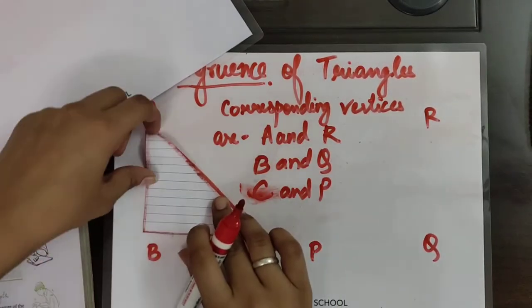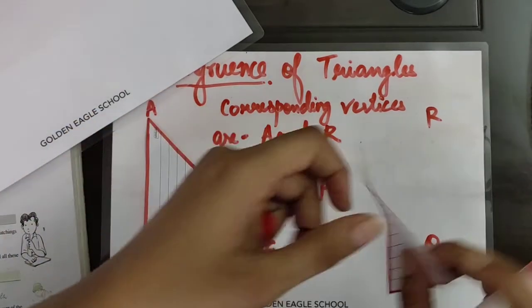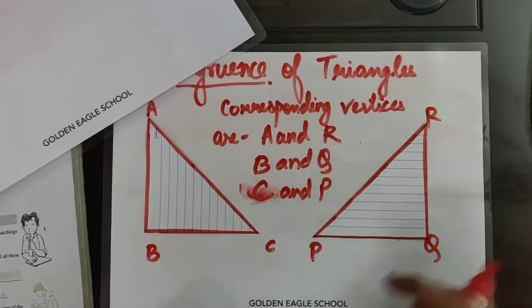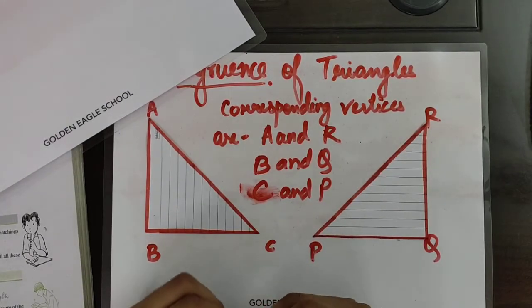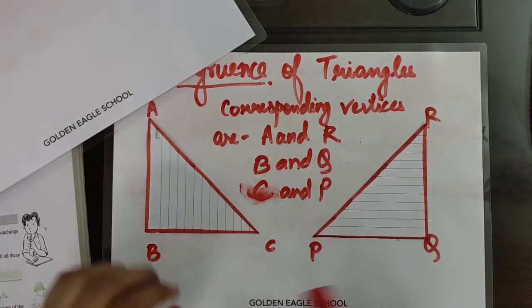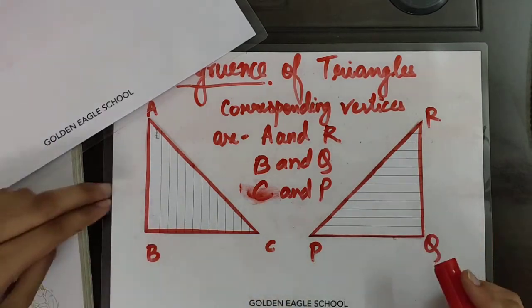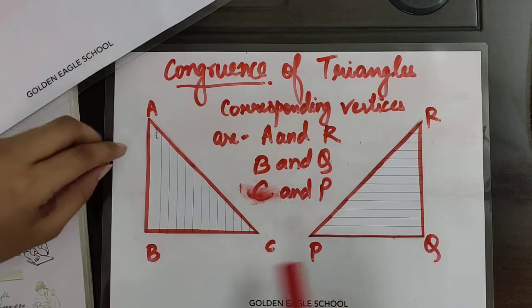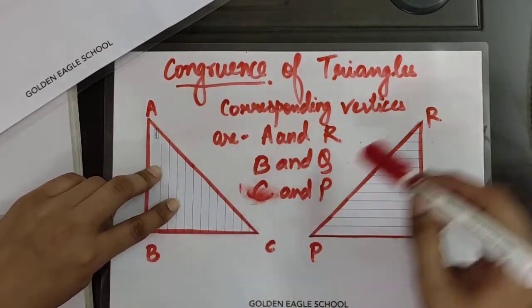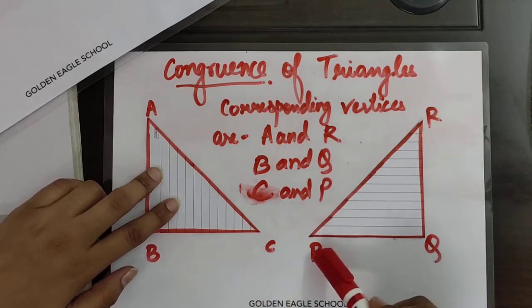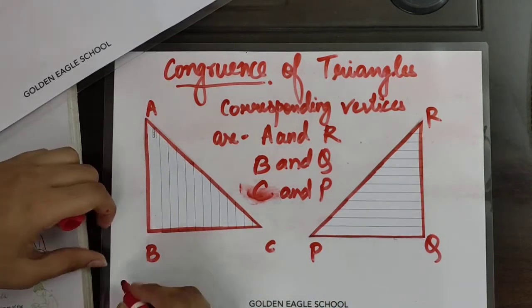Okay, so this is superposition and the triangles are congruent, so their corresponding vertices are also equal. So these are about corresponding vertices. Now talking about corresponding sides. When you are placing this triangle over here, as you can see, these sides are equal. So AC and RP are corresponding sides.